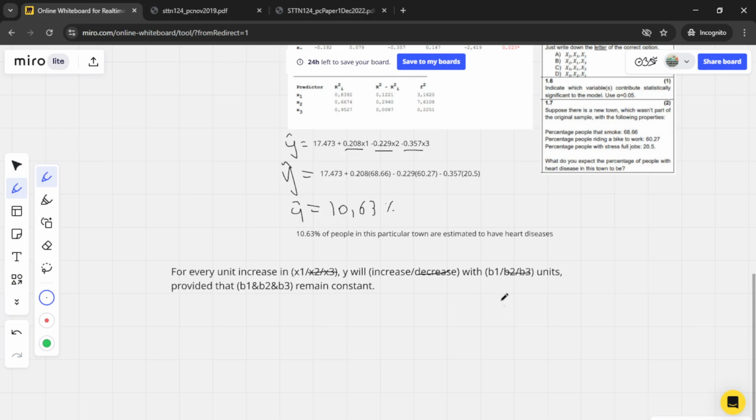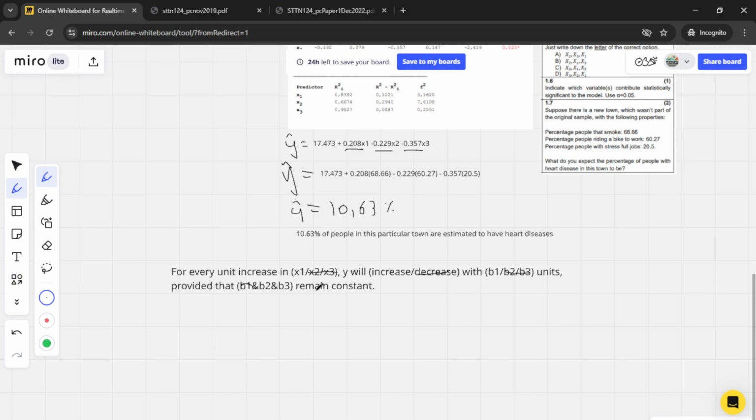You're going to say it will increase in b1 units, provided that b2 and b3 remain constant. That is how you answer this.